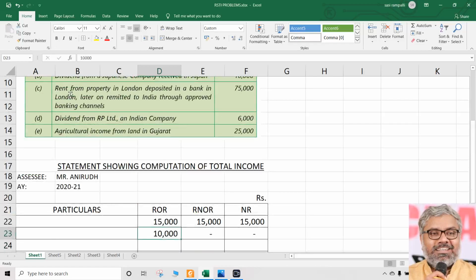Then the third point: rent from a property in London, deposited in a bank in London and later remitted to India through approved banking channels. So first of all, the property is situated in London.